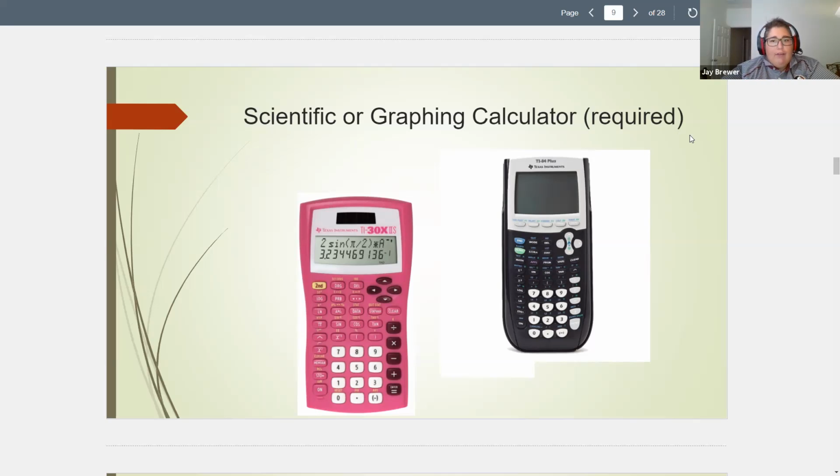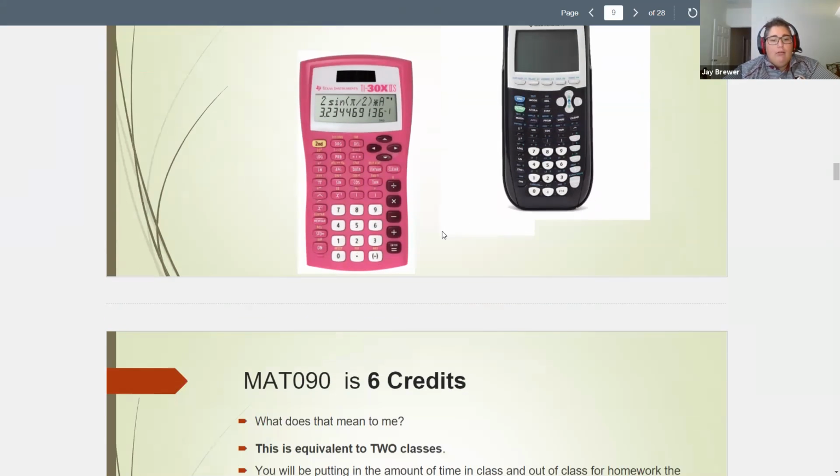A scientific or graphing calculator is required. If you have this guy right here and you already have that in one of your junk drawers at home and it's working, don't go out and buy this guy. You don't need him. You can do the course without a graphing calculator. However, if you don't have either of these, then a graphing calculator is what you would want to get, because it will help you going forward in your other math classes.